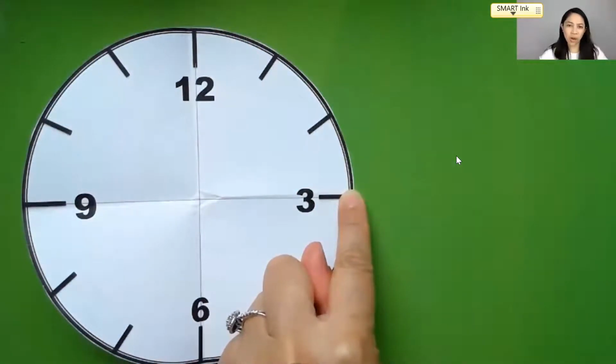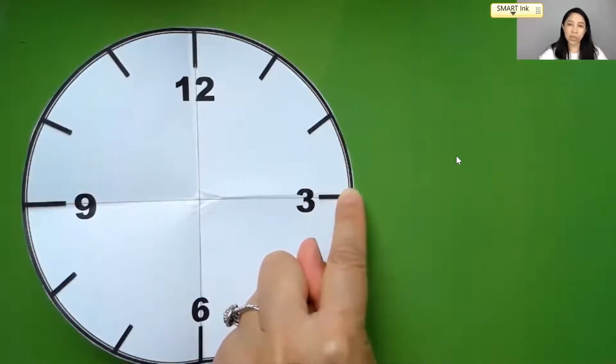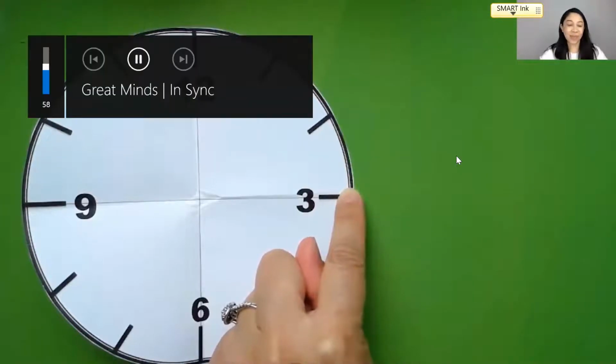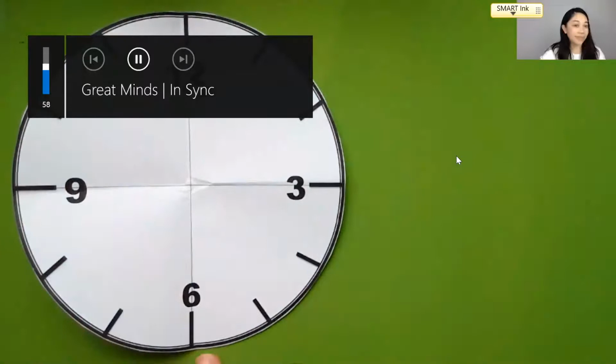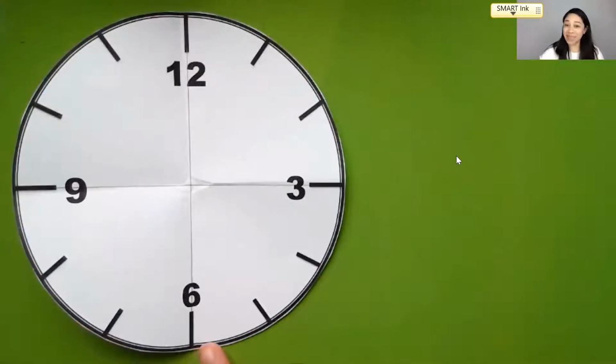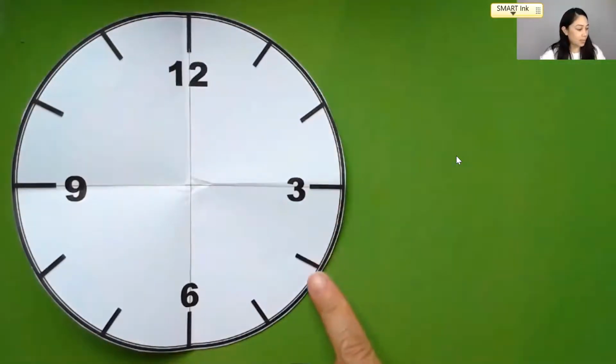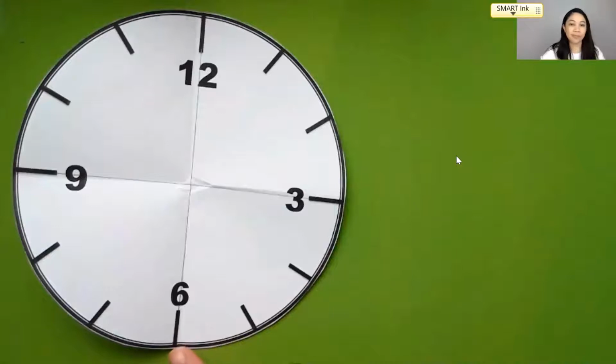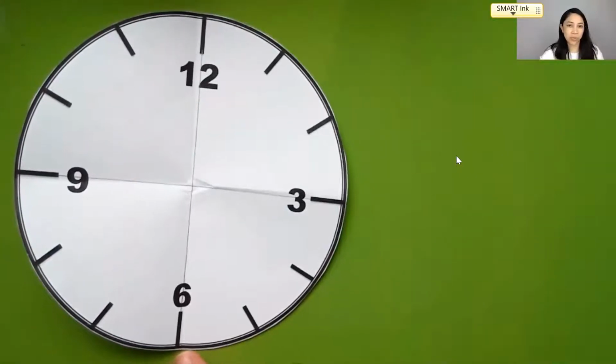What fraction of the arc is that? 1/4. And how many degrees did we just move? We just moved 90 degrees. At 6 o'clock, the hour hand points at the 6. Go ahead and trace along the edge of the circle from the 3 to the 6. How many degrees did we just move?